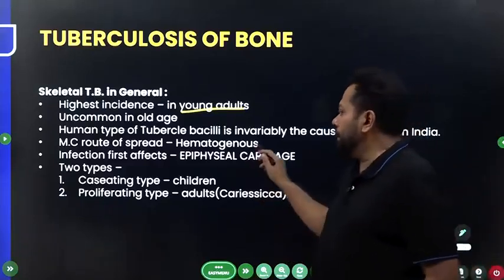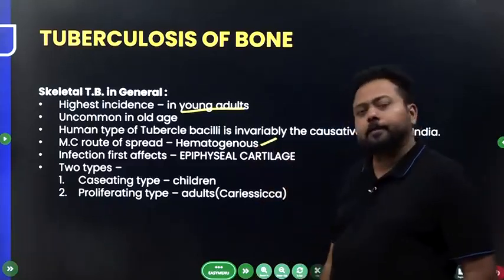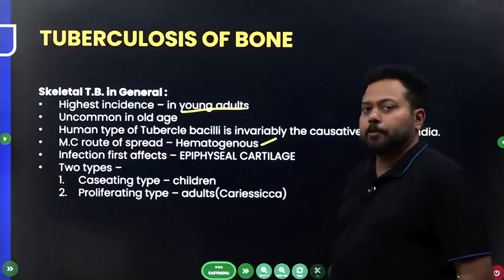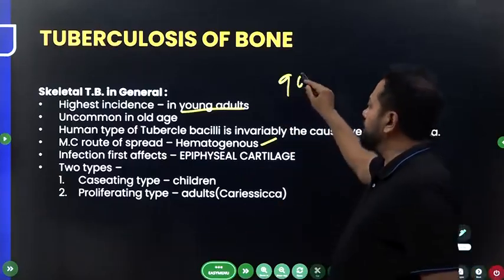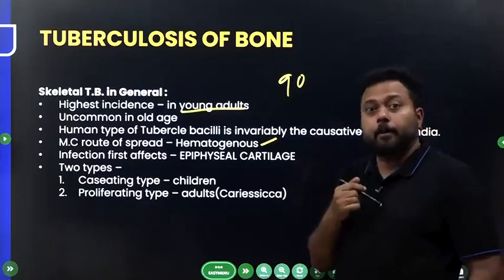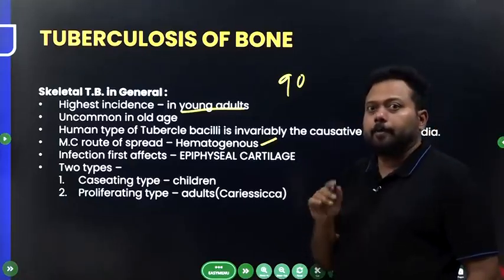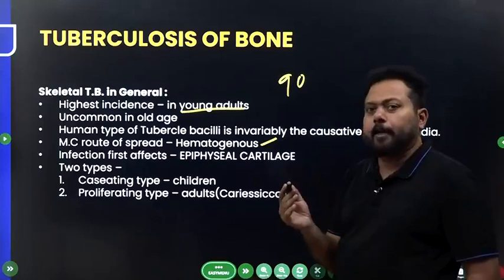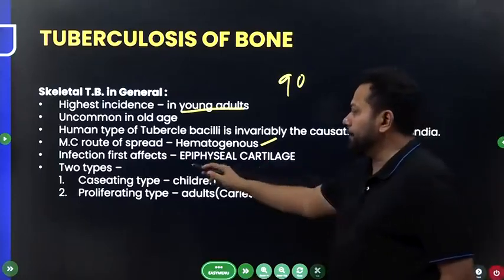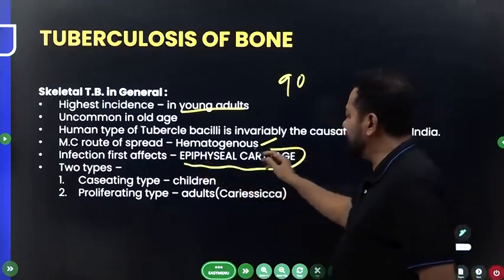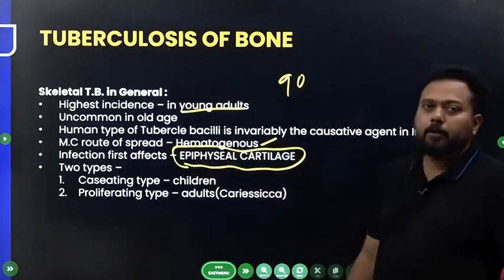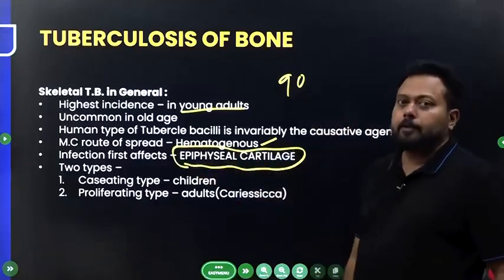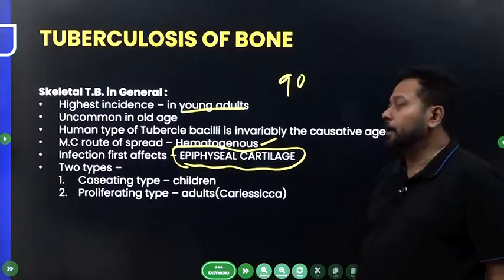The most common route of spread, like osteomyelitis, is hematogenous, through blood spread. 90% of skeletal tuberculosis originates from a primary pulmonary tuberculosis. Primary skeletal tuberculosis is only rare. The first site of infection in skeletal tuberculosis is the epiphyseal cartilage. This is a question asked several times.